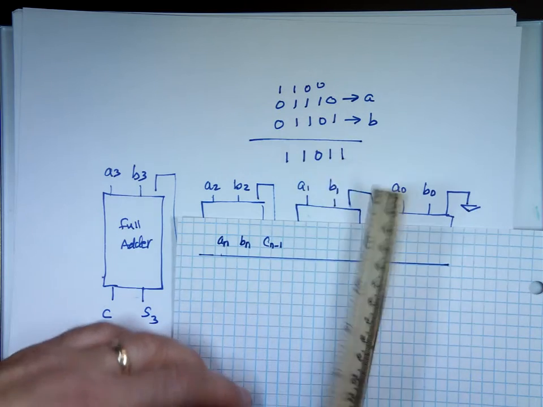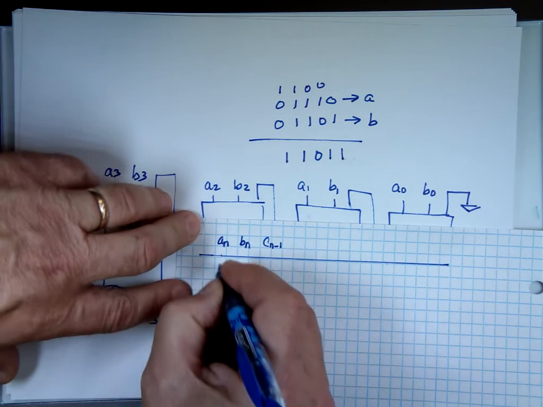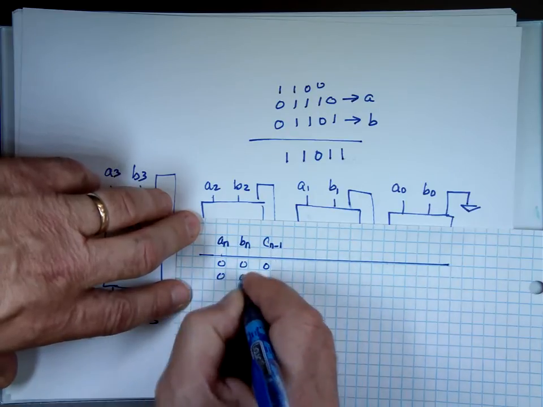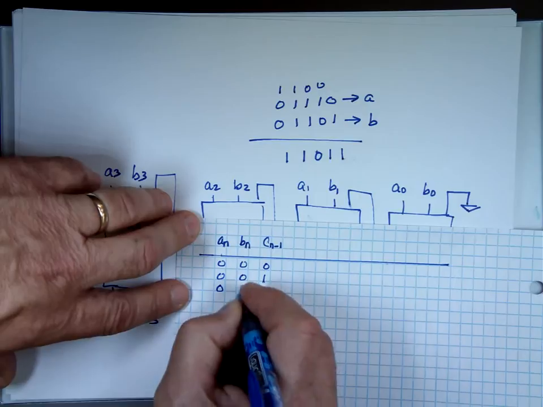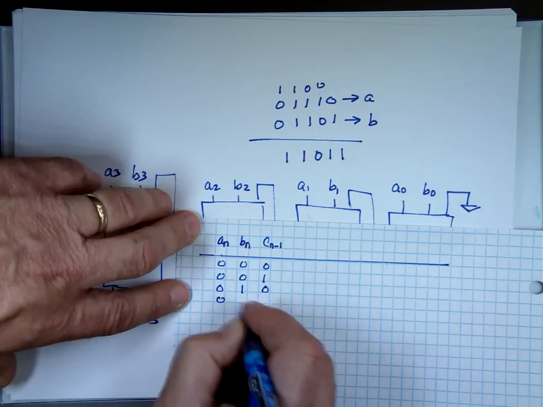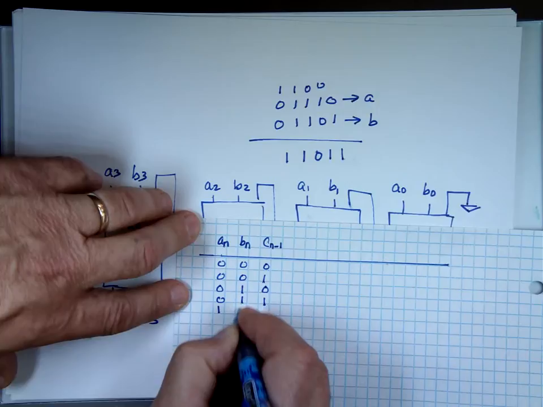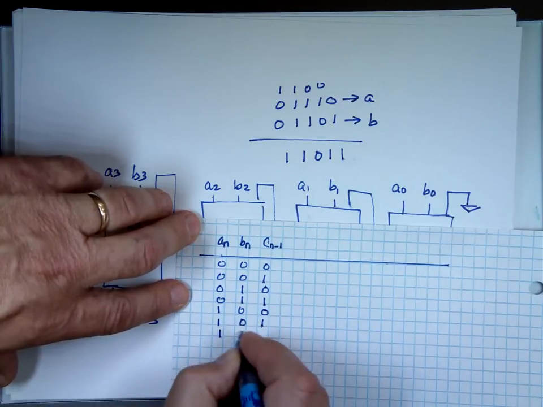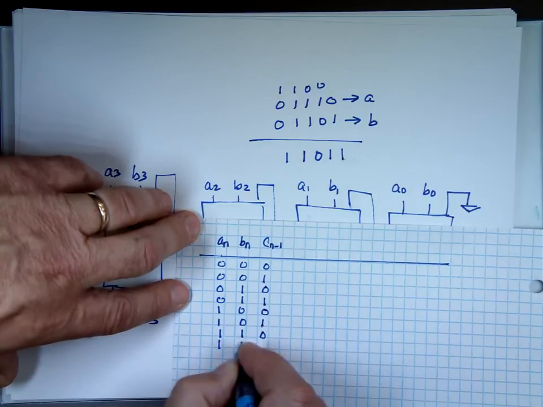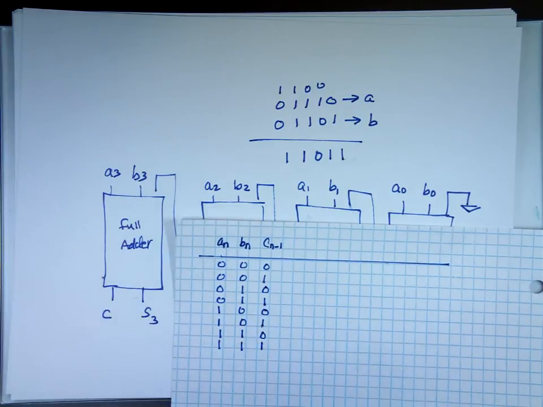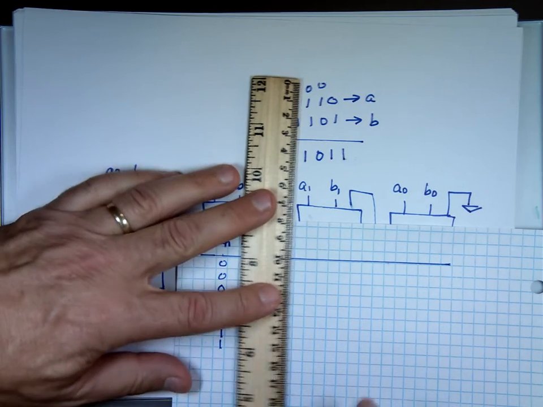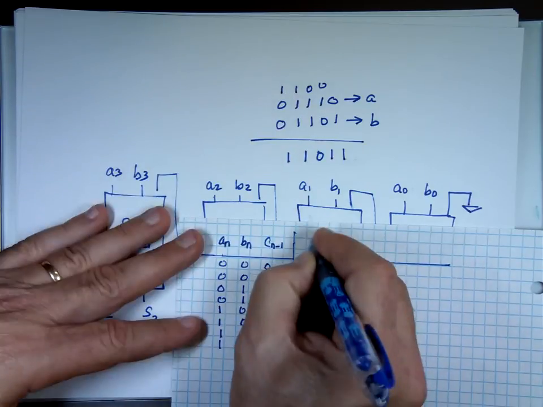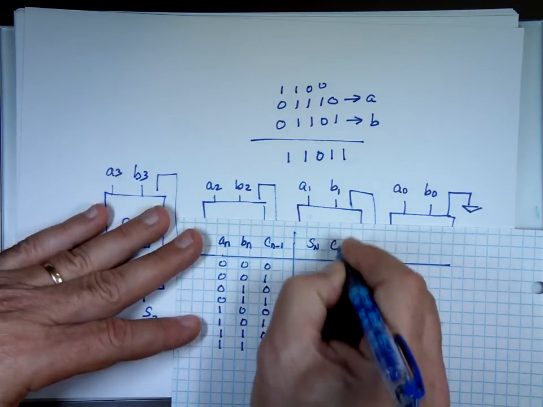Let's look at it and list all the options. It could be 0, 0, 0; 0, 0, 1; 0, 1, 0; 0, 1, 1; 1, 0, 0; 1, 0, 1; 1, 1, 0; and 1, 1, 1. My output is going to be the sum and the carry for the next stage.